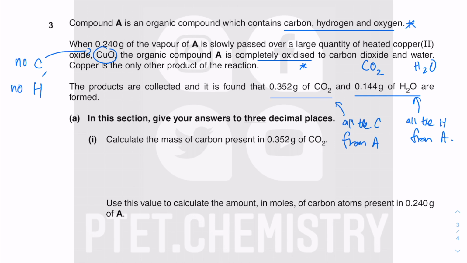They did specify in bold 3 decimal places, not 3 significant figures, 3 decimal places. This is 1 decimal place, 2 decimal place, 3 decimal place. After the decimal point is 1, 2, and 3 decimal places. They want the mass of carbon atoms. They don't say it, but they mean atoms. Okay, so the mass of carbon atoms means out of 0.352 gram, how much of it is carbon? So this is expressed in terms of the molecular mass.